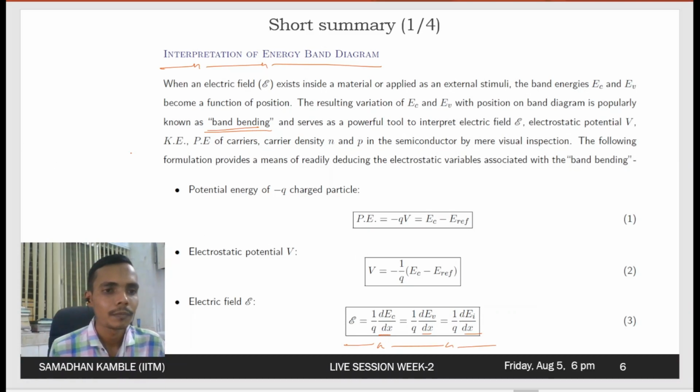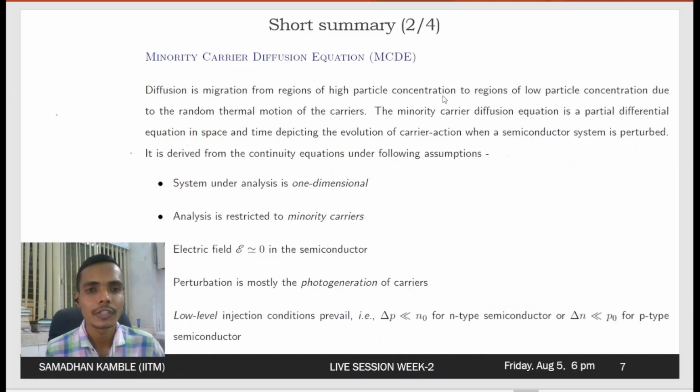Then we go to the second point, which is the minority carrier diffusion equation. As we discussed earlier, diffusion is a migration of carriers because of the presence of a density gradient, from the region of higher density to the region of lower concentration. The minority carrier diffusion equation is a partial differential equation in space and time coordinates, which depicts the evolution of carrier concentration when a semiconductor system is perturbed.